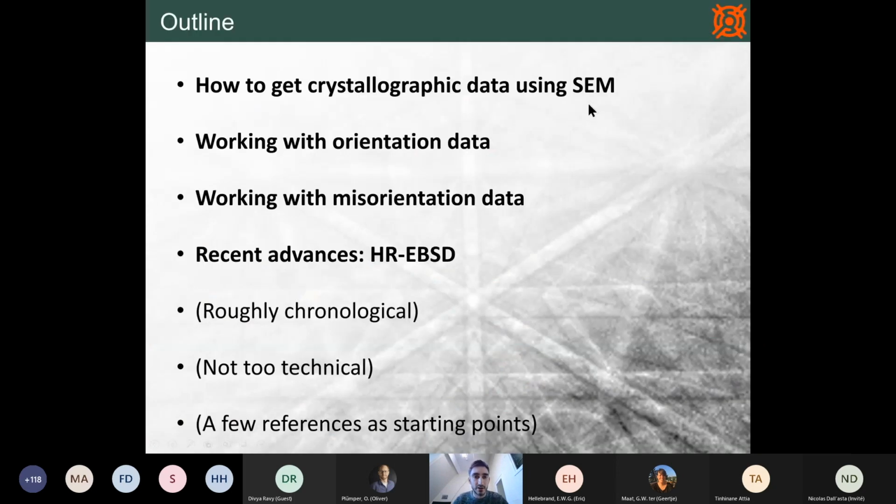So as a bit of an outline, we'll first say a little bit about how we get crystallographic data using the SEM. By crystallographic data, we're talking about saying something about the crystallography of the particular minerals that are present, how we can identify those minerals, but particularly talking about the crystallographic orientation of the crystal lattices, and also internal distortion of the crystals. So that's what we're aiming for.